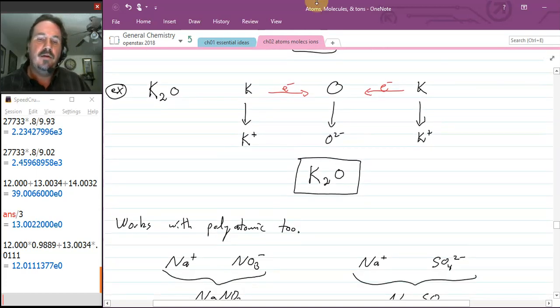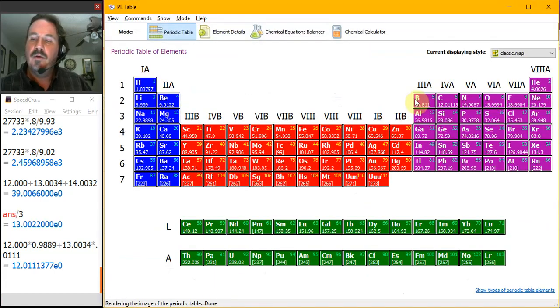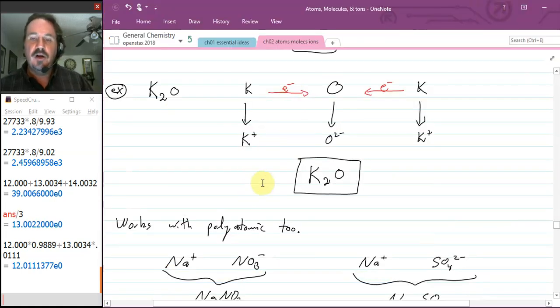What about K2O? That's potassium and oxygen. On the periodic table, we already saw oxygen's over here, likes to be a 2-. Potassium is in the first group, actually, so it likes to be a +1. Right? 2- and +1, that's a little different. They don't quite match in the charges, but that's okay.